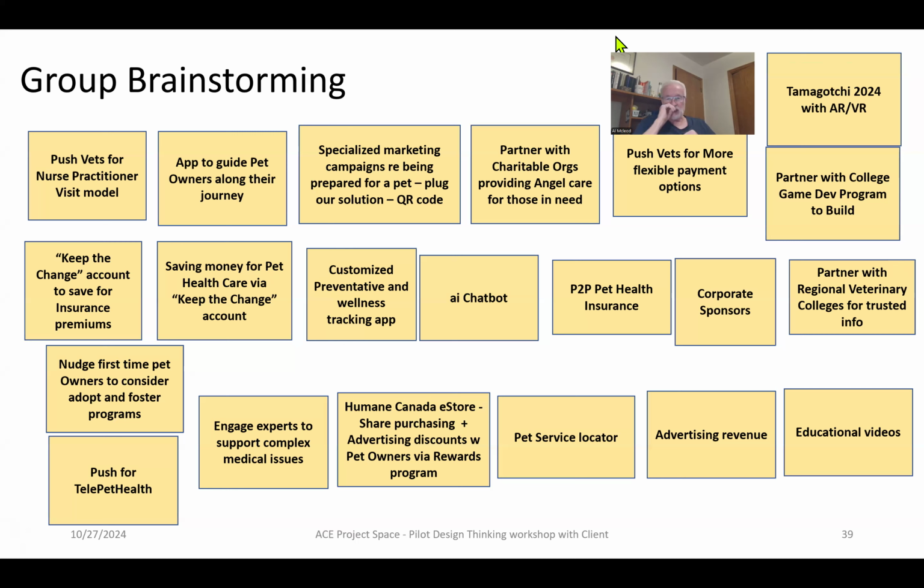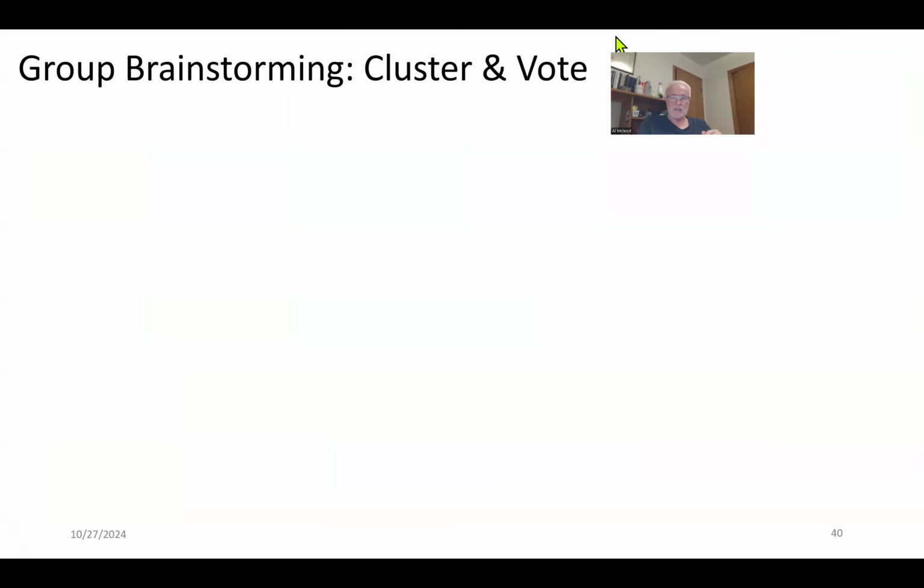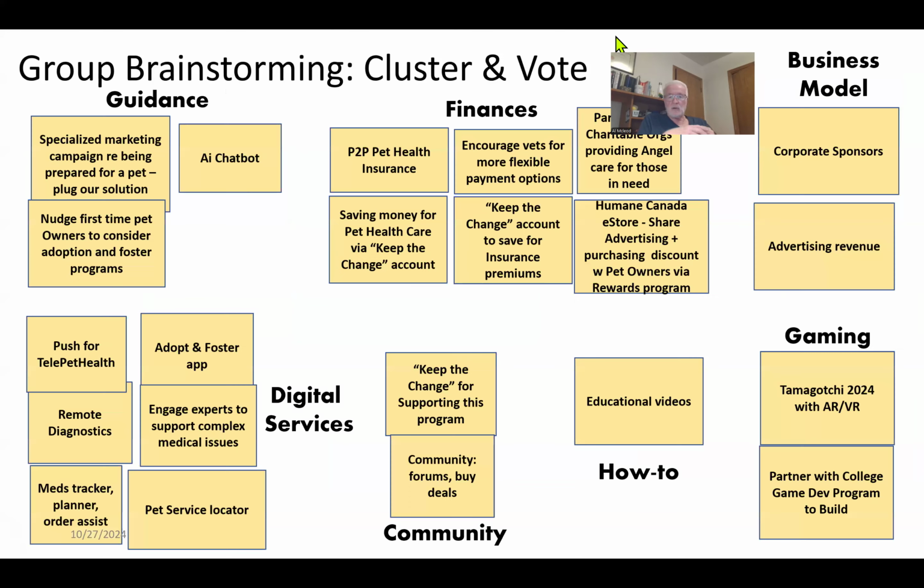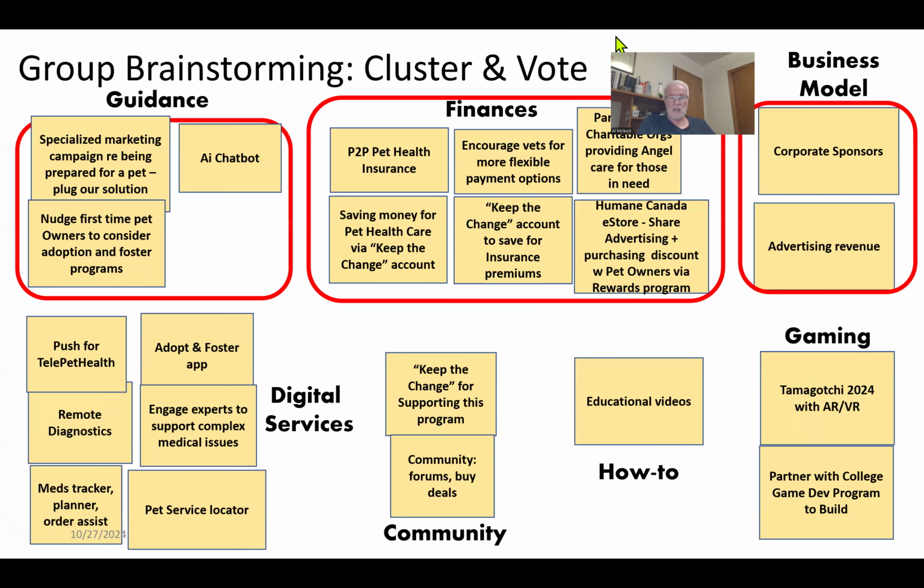Partner with charitable organizations that provide angel care, specialized marketing campaigns about being prepared for a pet, and a bunch of other different things as well. So we had lots of things, including our things about our business model, lots of good ideas. Then what we did was we took these ideas and we clustered them into groups. So we have guidance, finance, business model, digital services, community, gaming, and how to.